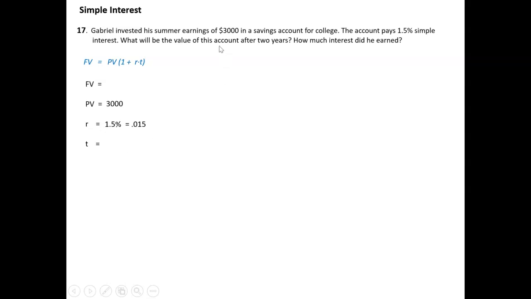The time has to be in years, so it's 2. Now we plug it into the calculator just the way it is, and it's going to give us something like 3,090. So for the first part, the value of the account after 2 years is 3,090. How much of that money was interest earned? The interest will be the future value minus the present value, what you got in 2 years minus what you put in, which was 3,000. So it's 3,090 minus 3,000. The interest earned was $90.